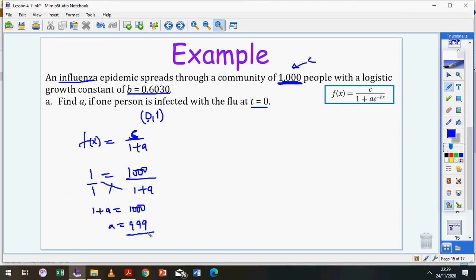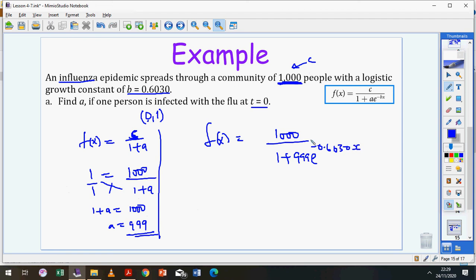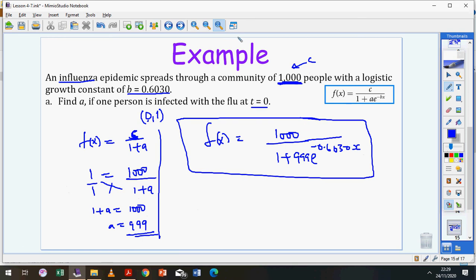Okay, so if that is A, then my function simplifies to become C, which is 1,000, divided by 1 plus A, which is 999, e to the power negative bx. Sorry, I also know what b is. So b is negative 0.6030 times x. So that's my equation. And I can use that equation to figure out things like, according to this model, how many people will be infected after 10 days.